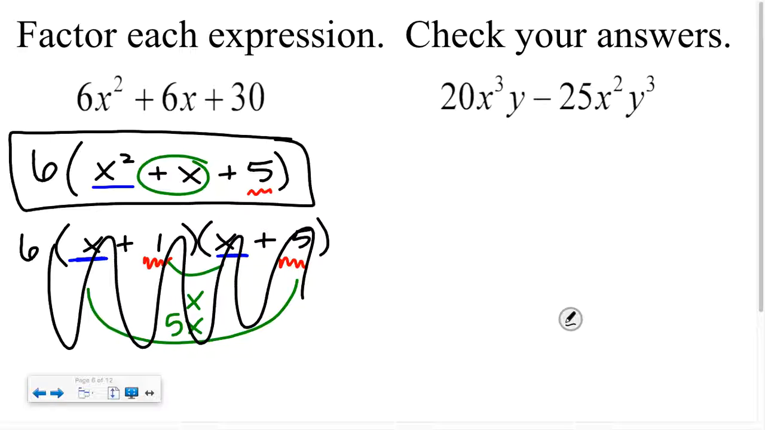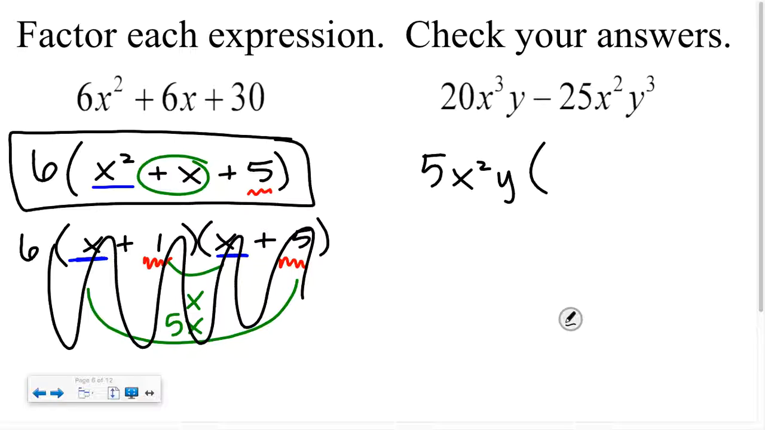Alright, B, 20x cubed y minus 25x squared y cubed. Gotta look for GCF. Between 20 and 25, what's the biggest number that goes into those two coefficients? 5, right? Okay. I'm just gonna go bit by bit. Then I have x cubed and x squared. So what's the most number of x's I can take from each? X squared. Y and y cubed. So what's the most number of y's I can take away? Just one y. Parentheses.